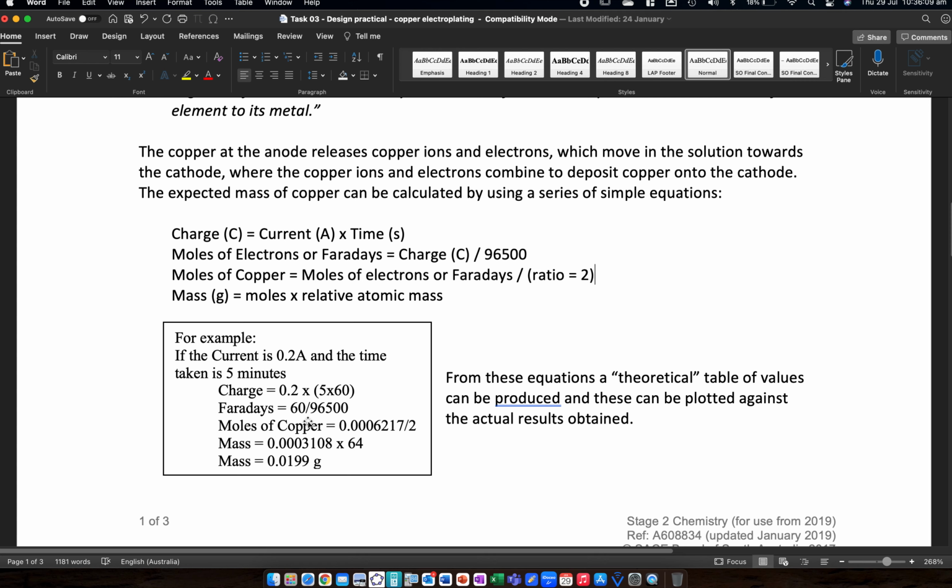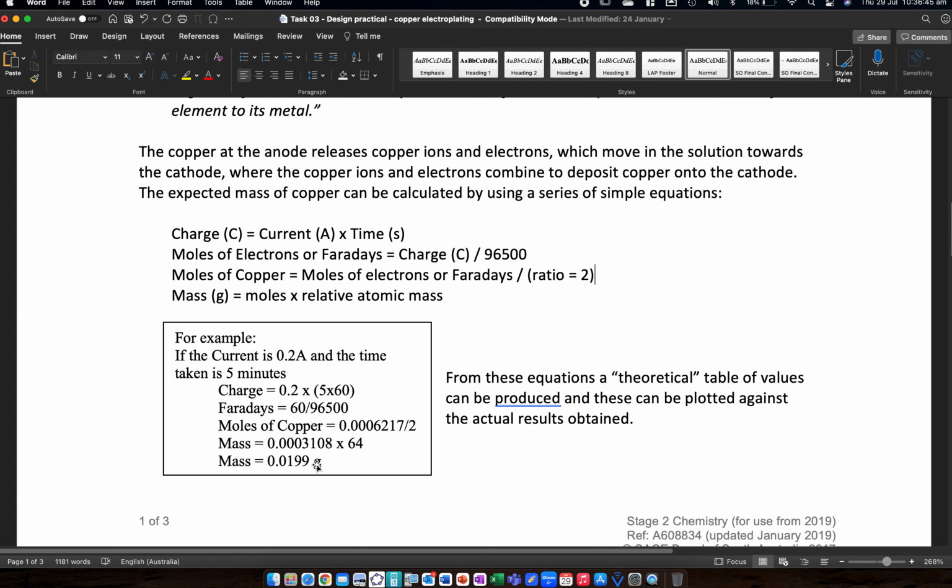So then the moles of copper, because the Faradays is just the moles of electrons, the moles of copper is half that, because we need 2 electrons for every 1 copper. That is then the number of moles, and then the mass we're getting by multiplying by the molar mass of copper, which must be 64. I can't remember copper off the top of my head. Is it 64? Looks like it's 63 something. Yeah. So that's your molar mass of copper, and that's the mass.